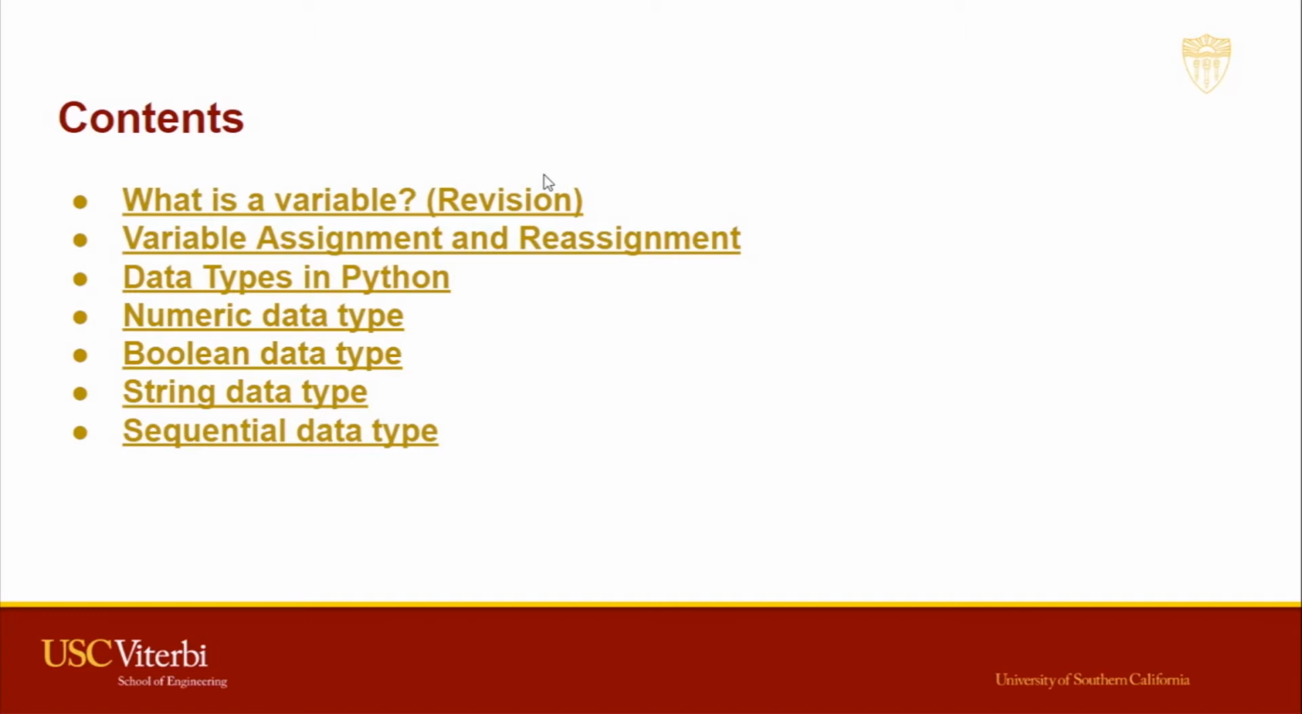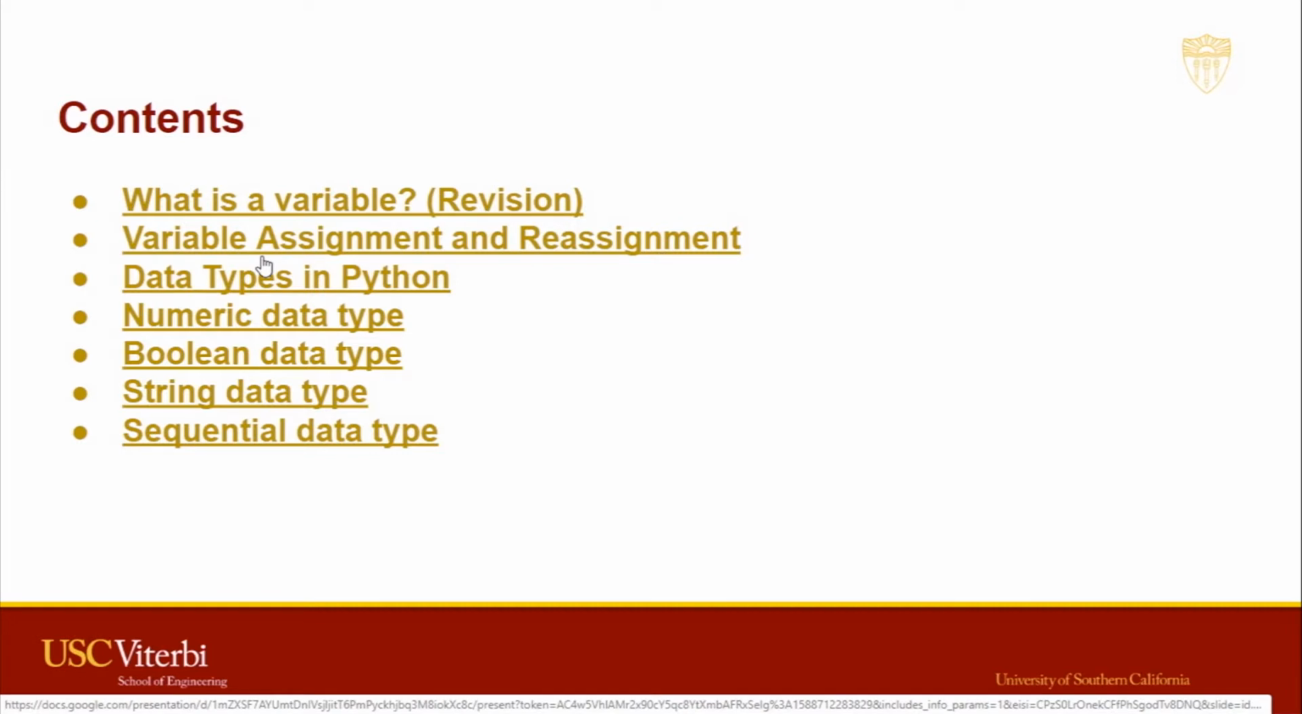We'll just revise what we have learned in our first video, what is variable assignment and reassignment. And we'll go over some data types in Python, which are numeric data type, Boolean, string and sequential data types. Now these two data types will be covered in detail in the next videos.